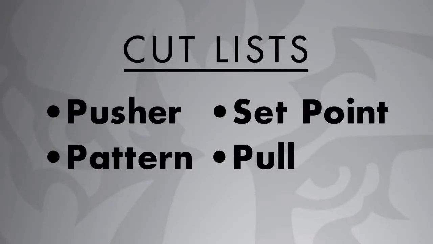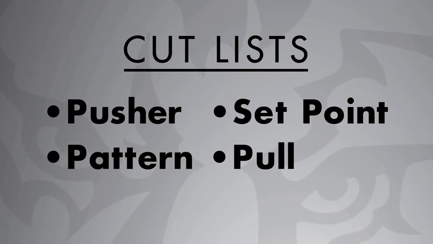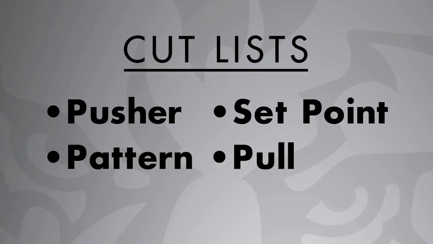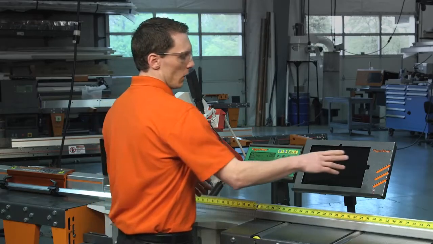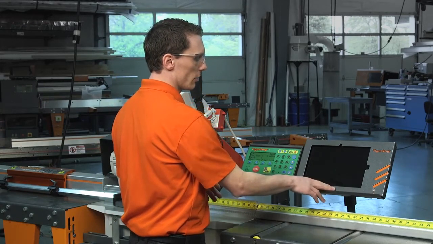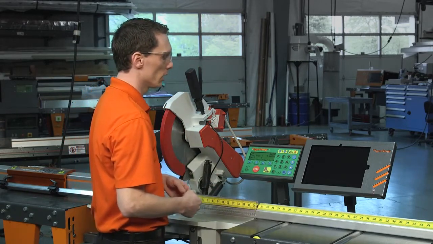This is why we have 4 different style lists to better suit your needs. The 4 types are pusher, set point, pattern, or pull list. Let's start with the pusher list. Now, we also have an optional tablet package with Tiger Touch that you can run it on, but for this video, we're just going to use the TigerStop controller.